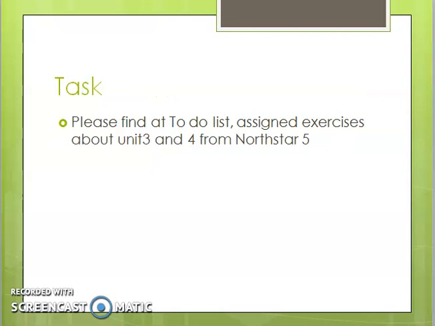And this time, you are not going to have any longer explanations in your format, guys. All you have to do is this. Please find a to-do list of assigned exercises about Unit 3 and 4 from Northstar 5. So go there, please. In assignments, find the to-do list and do all the exercises. I promise not to give you a lot, guys. So that's it. This is something very similar to what you're going to find in your homework format.